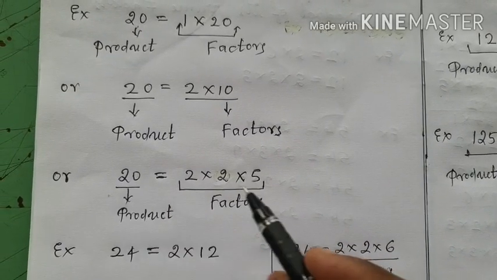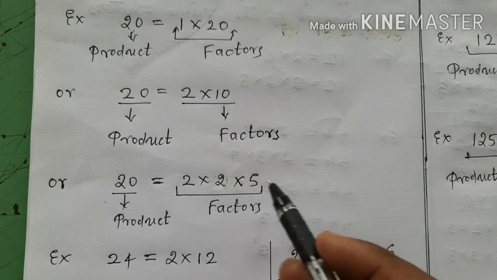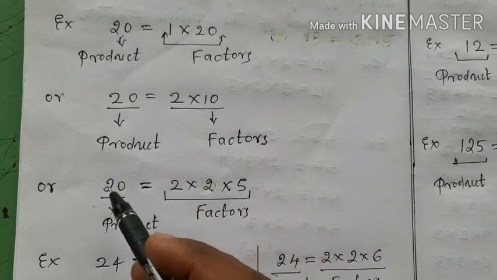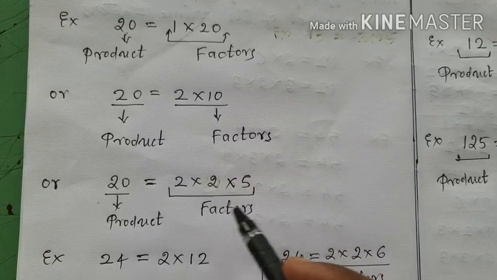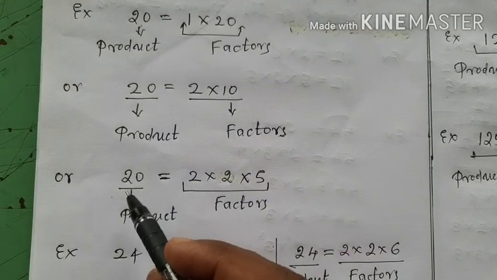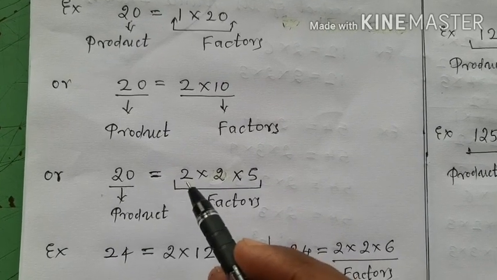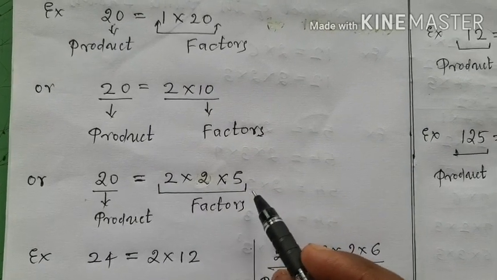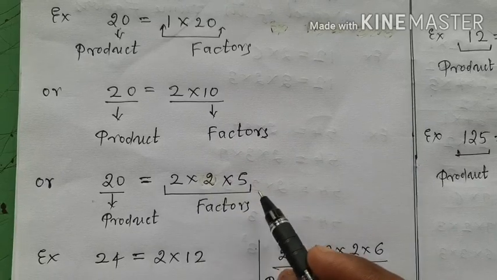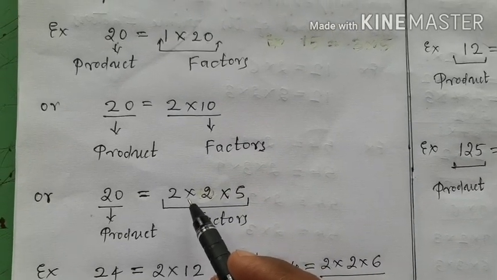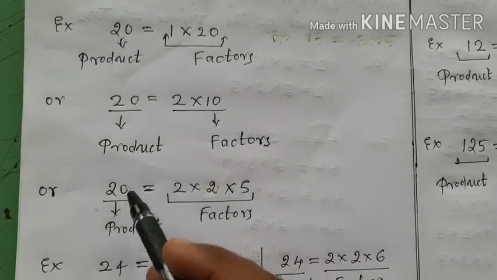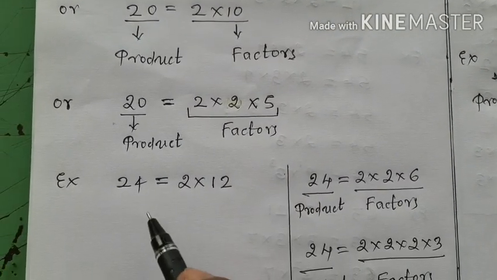Therefore, children, if the numbers are multiplied and we get a product, then the numbers multiplied must be the factors of the product. Here, to get the product 20, we are multiplying the numbers 2, 2 and 5. Therefore, these 2, 2, 5 are the factors of the number 20. Let us take one more example.